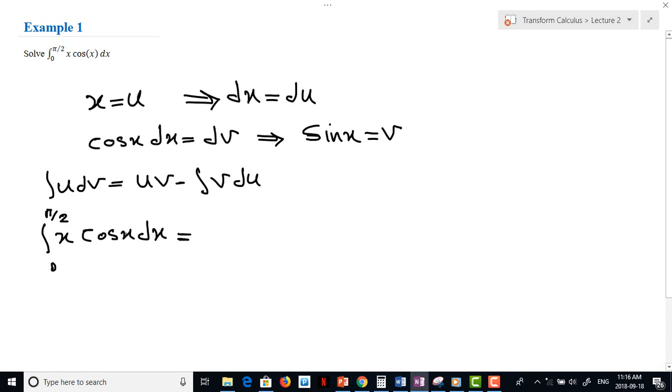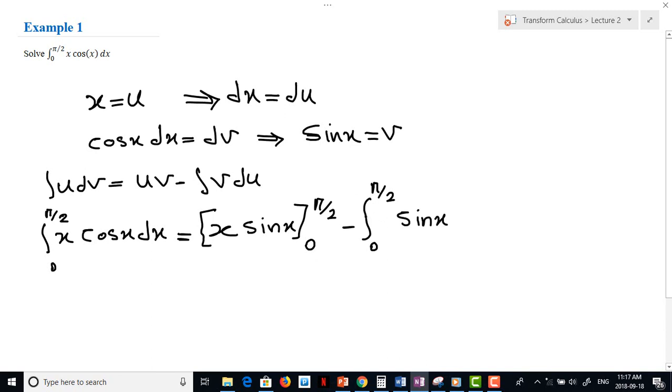It's equal to, based on the definition, u times v. u we have, it's x, and v we found, it's sine x. So we have to apply the limits of integration from 0 to pi over 2, minus the integral from 0 to pi over 2. Here we have v, which is sine x, and du we already found is equal to dx.